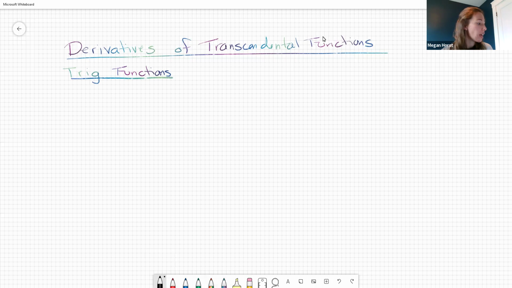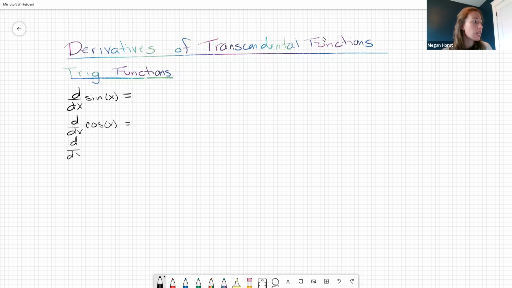So we're going to have d dx of sine of x, and this is just saying take the derivative with respect to x of sine of x. We're going to have the derivative with respect to x of cosine of x, the derivative with respect to x of tangent of x. And then additionally, we will learn about the derivative with respect to x of cosecant of x, secant of x, and obviously cotangent of x.